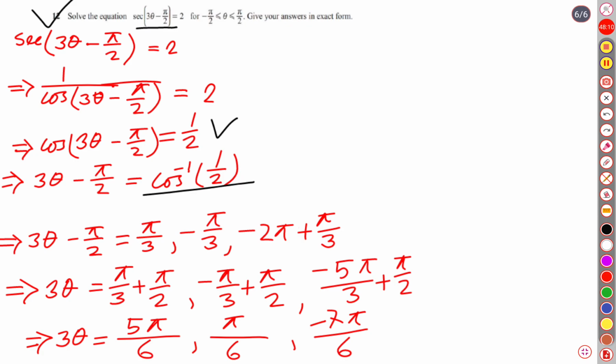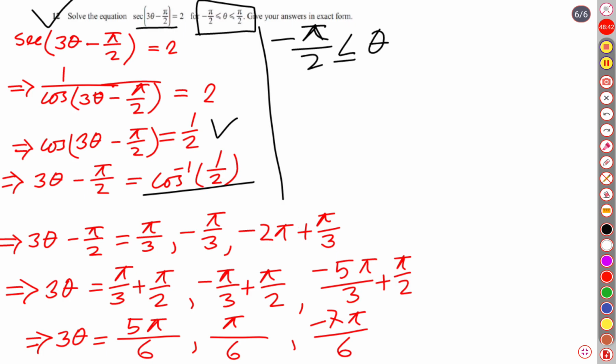As we have already discussed about the domain, this domain will not be applicable for our solution because this is a transformed curve, a transformed function. That's why we will have to redefine this domain. Let us write the domain given. The domain is given as negative half π until positive half π.